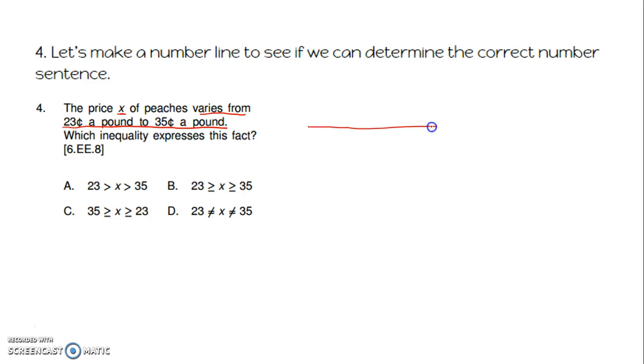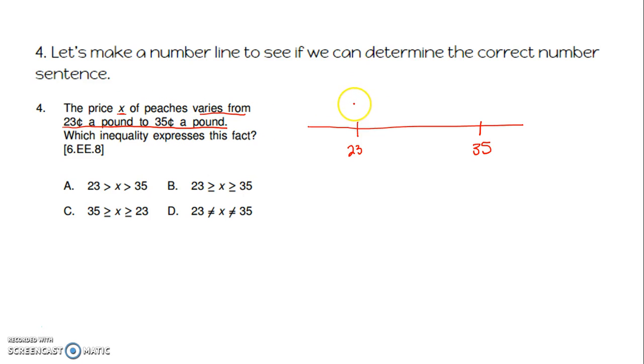Which inequality represents this fact? And Miss Connor wants you to draw a number line. So I'm just going to sketch out a basic number line. I'm going to start here. 23 is our low end. This could be 35 is our high end. And she said, let's think about X. The price of a peach varies from a low of 23 to a high of 35 cents a pound.